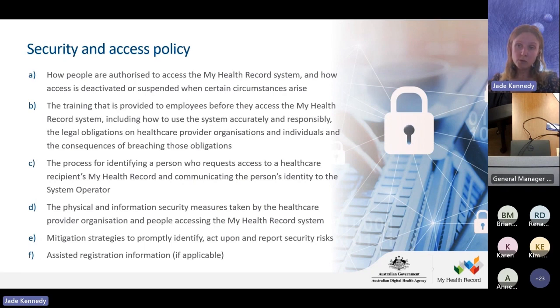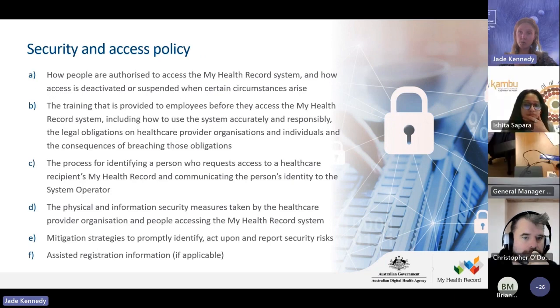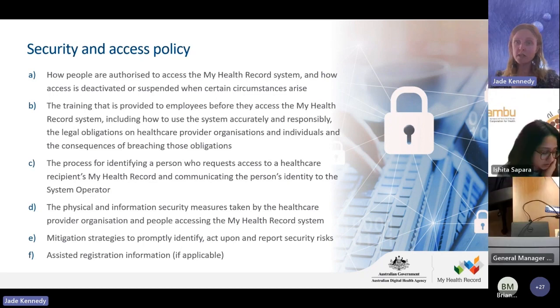And if applicable, so if the organisation is providing assisted registration, which is where they help an individual to register, to set up a My Health Record, then they also need to provide some information on assisted registration processes, such as obtaining consumer consent and things like that. So as I said, it's important that this is in place prior to registration. Something to point out is that under the current registration process, organisations are actually required to declare that they do have this policy in place as they're registering.